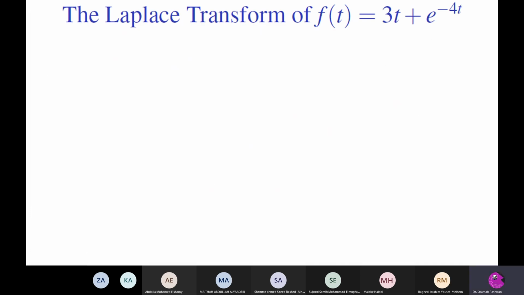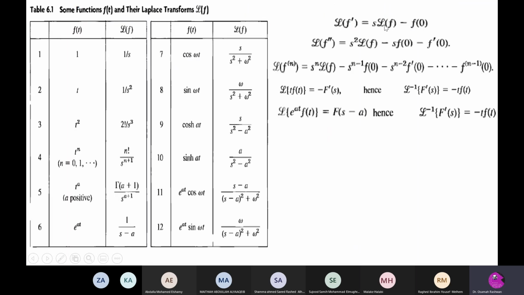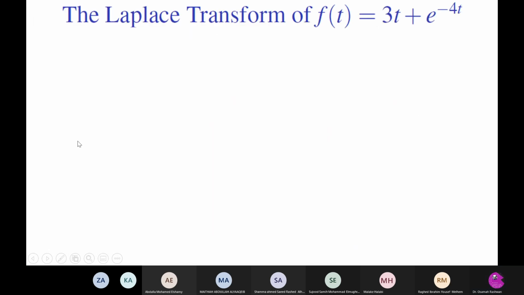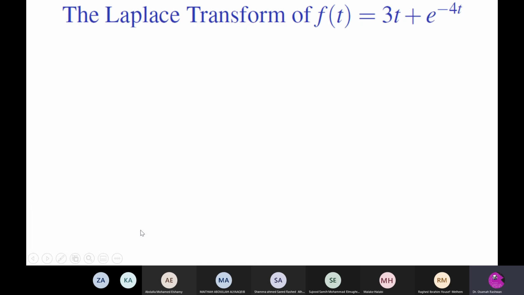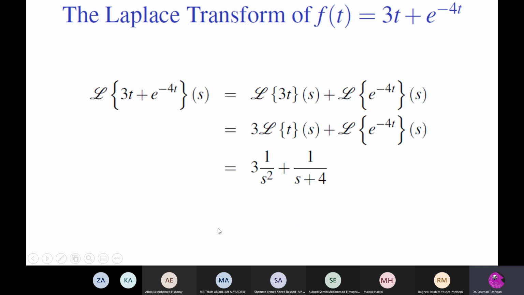Now let's go for this one. How to do this one? So yes, Laplace for f of t will be 3 times Laplace of t plus Laplace for e to the minus 4t. What is the Laplace of t? I'll go to my table. Laplace for t is 1 over s squared. What is Laplace for e to the minus 4t? Laplace for e to the at, a is minus 4, so it will be 1 over s minus minus 4, it will be 1 over s plus 4. Yes, that's all.